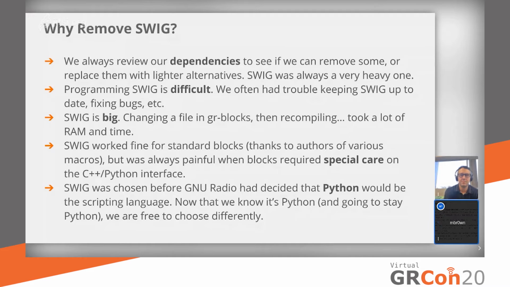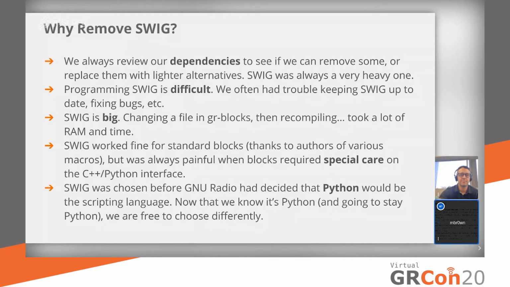SWIG itself is huge, and the compilation of all the SWIG code is massive. One of the problems is that recompiling also takes a lot of time. If you change a single file in your blocks, for example, and then you have to recompile it, it just takes an unnecessary amount of time. And SWIG is okay when it comes to all the standard blocks, but whenever you get out of the comfort zone of SWIG and you do something that we can't handle with our standard macros, it was extremely painful. You had to learn SWIG, and I already mentioned that was difficult.